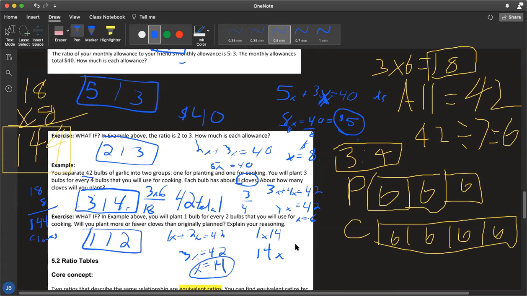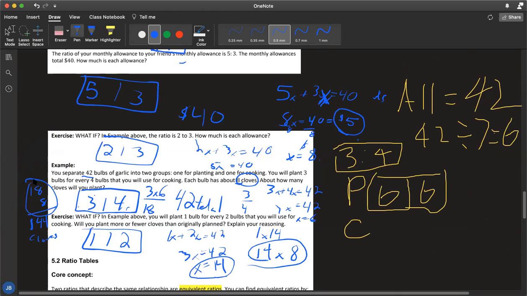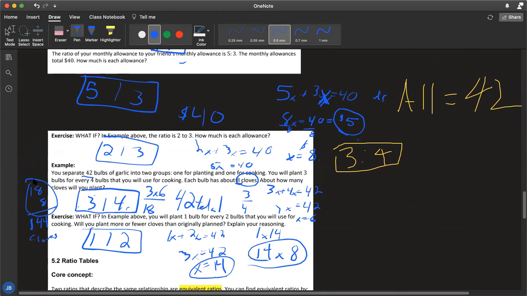Then times 8, correct? But I can look at this right now, and I can already tell you 14 times 8 is definitely less than 18 times 8. Does that make sense? We can look at it and say 18 is bigger than 14. So 14 times 8 is going to be smaller than 18 times 8. So we will plant fewer cloves. Does that make sense for everybody?